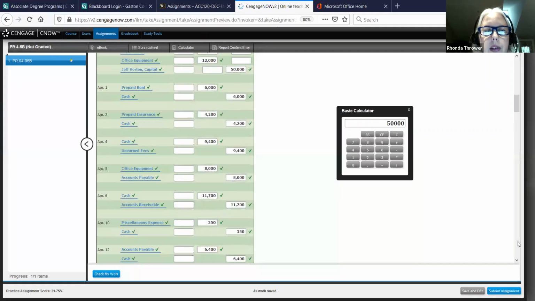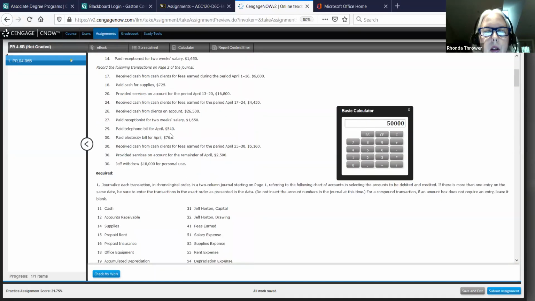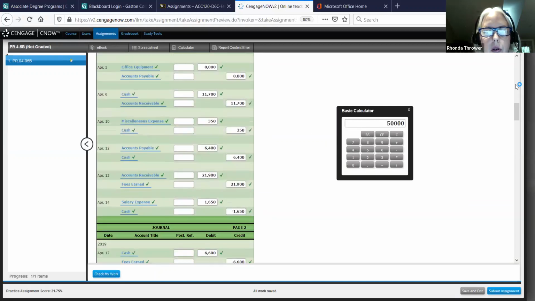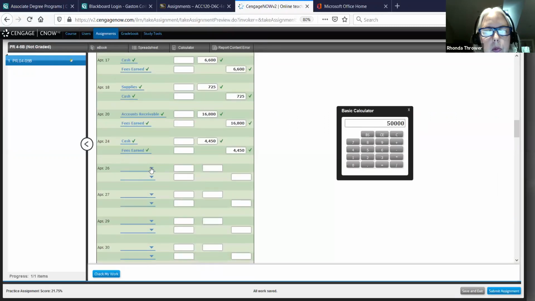So on April the 26th, we have received cash from clients that were on account. So this time we're going to debit our cash for $26,500, and we're going to credit accounts receivable because part of those customers that we sent invoices to have now paid us. So we're going to receive cash for $26,500, and we're going to credit accounts receivable for $26,500.